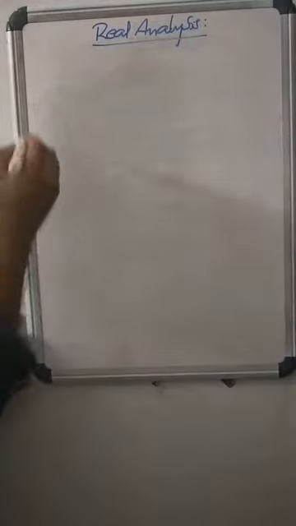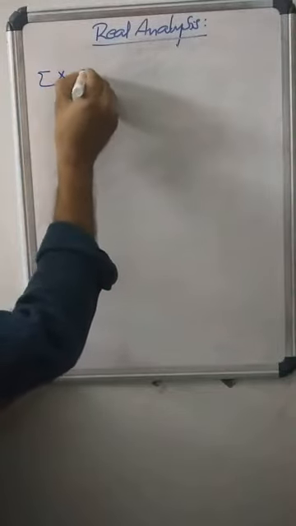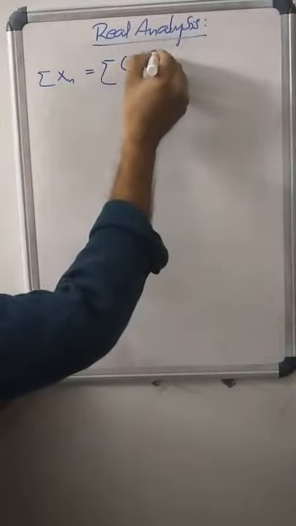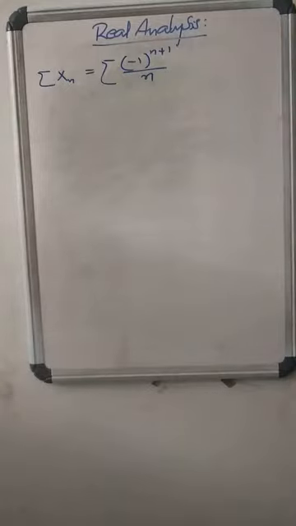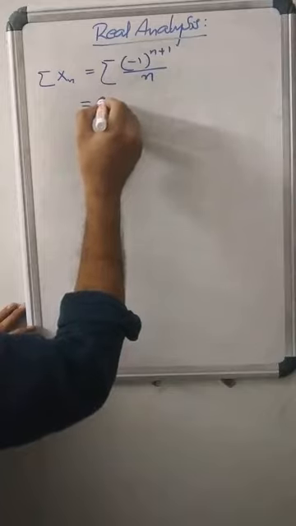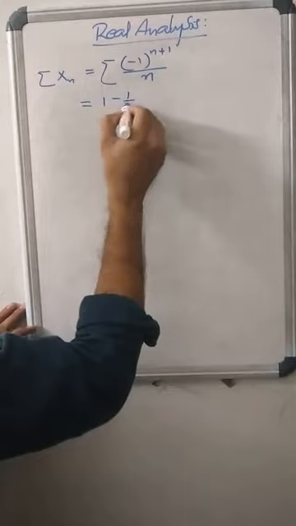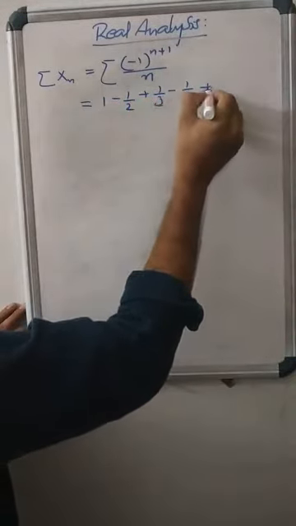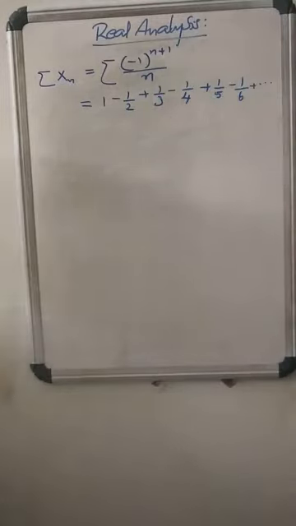Now consider a series. Let x equals sigma xn. Here sigma xn equals sigma minus 1 power n plus 1 by n. Consider the series. If you expand this term, what do you get? When n is 1, it is 1. When n is 2, it is minus 1 by 2. So plus 1 by 3, minus 1 by 4, plus 1 by 5, minus 1 by 6, plus, etc.